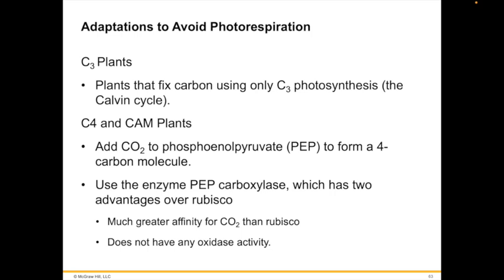The second group of plants, the CAM plants, perform both reactions in the same cell, but capture CO2 using PEP carboxylase at night, then decarboxylate during the day. CAM stands for crassulacean acid metabolism, after the plant family Crassulaceae, the stonecrops or hen and chicks, in which it was first discovered. This mechanism represents a temporal solution to the photorespiration problem.